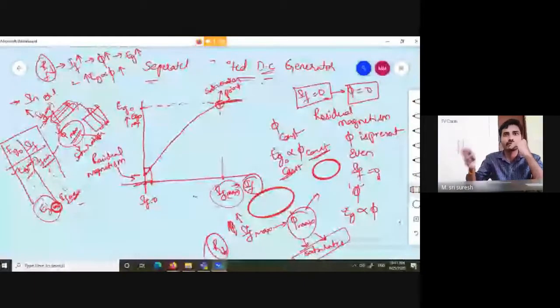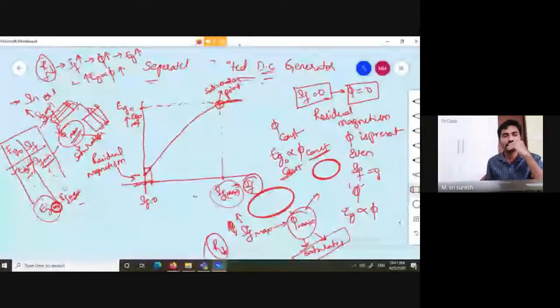So a separately excited DC generator's no load characteristics, that means open circuit characteristics, the shunt generator's open circuit characteristics, the series generator's open circuit characteristics, and the compound generator's open circuit characteristics are the same. There is no change in the open circuit characteristics.